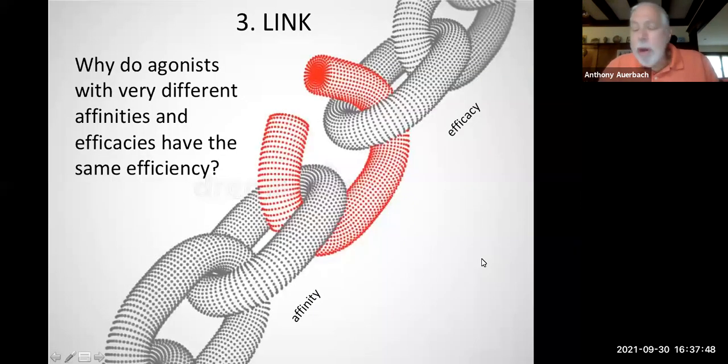Okay, now I'm going to go to the third part of the talk, where it's going to get a little complicated. Why do agonists with very different affinities and efficacies have the same efficiency? Why do all those agonists fall on the same line?